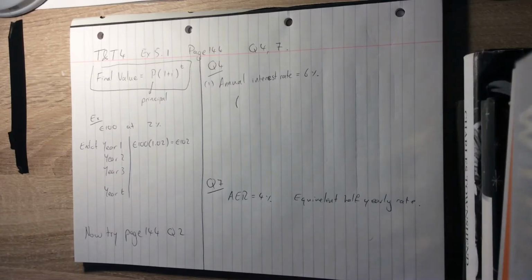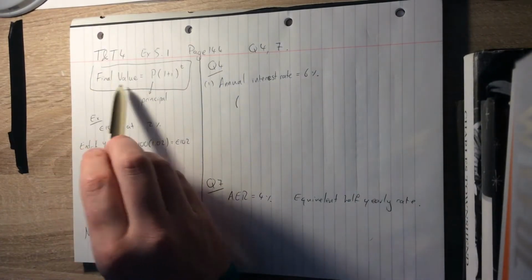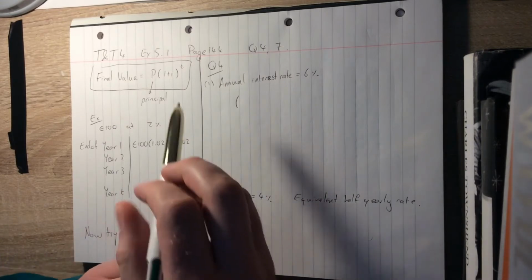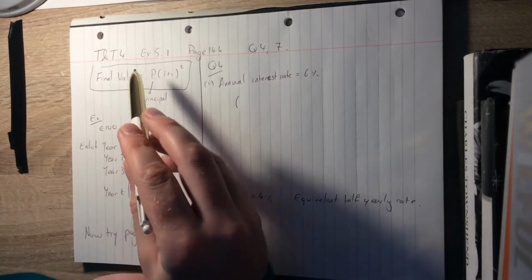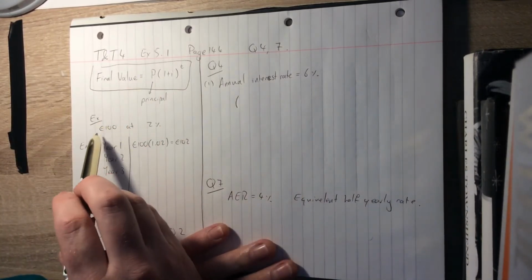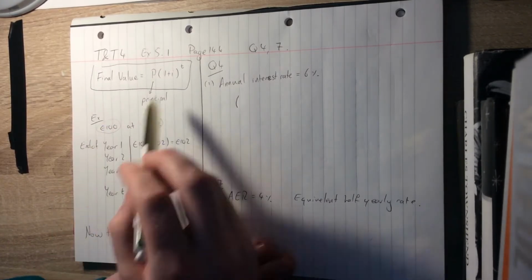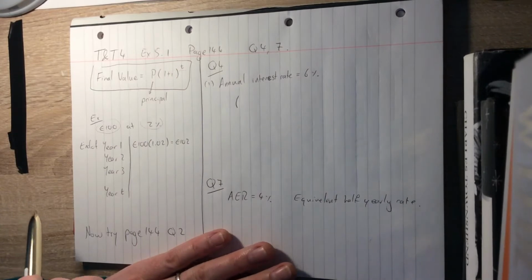How we doing, guys? Looking at the first part of financial maths here, and we're going to start off with this formula for final value, sometimes called future value. I'll start with the example actually. If you were investing €100 at a 2% interest rate, how much would you have after t years?